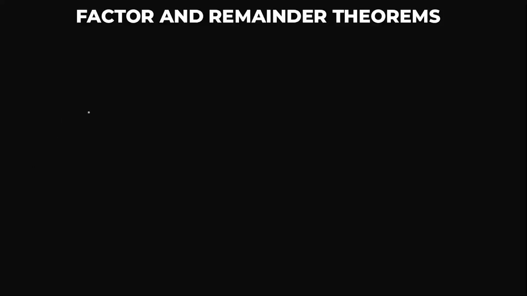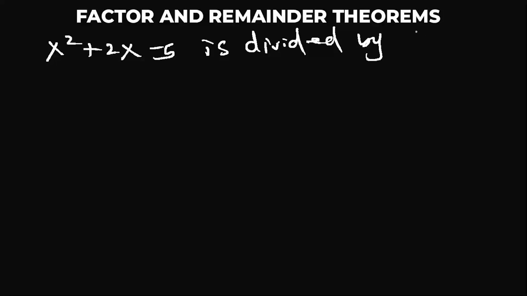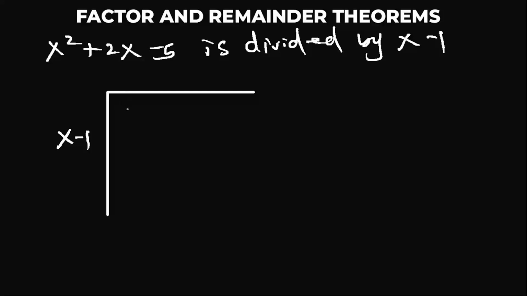So let's give an instance. If I ask you to find the remainder of x squared plus 2x minus 5 when it is divided by x minus 1. So using the long division, all I need to do is to start like this. Here I have my x minus 1, and here I have x squared plus 2x minus 5.